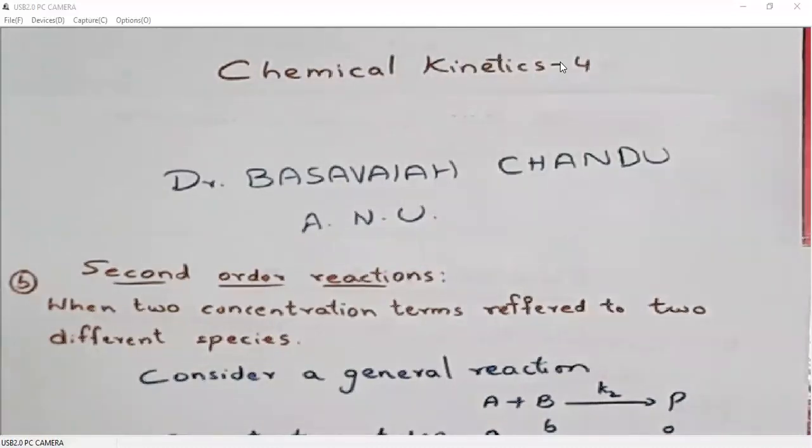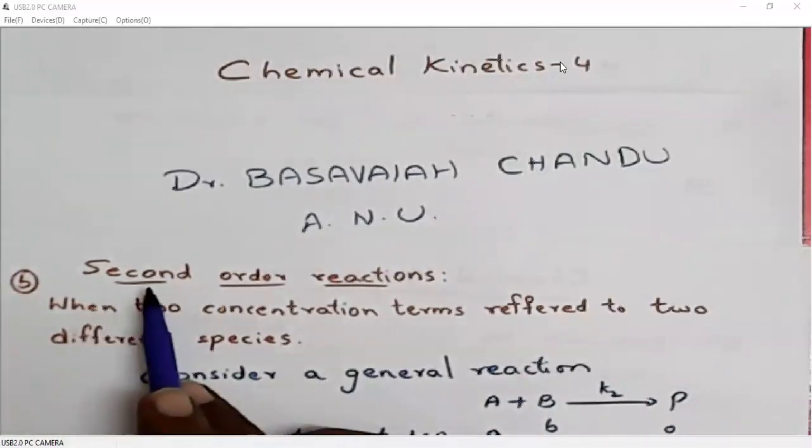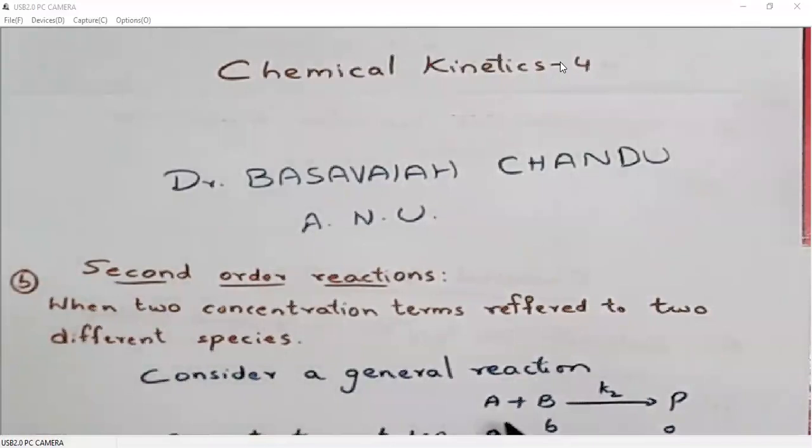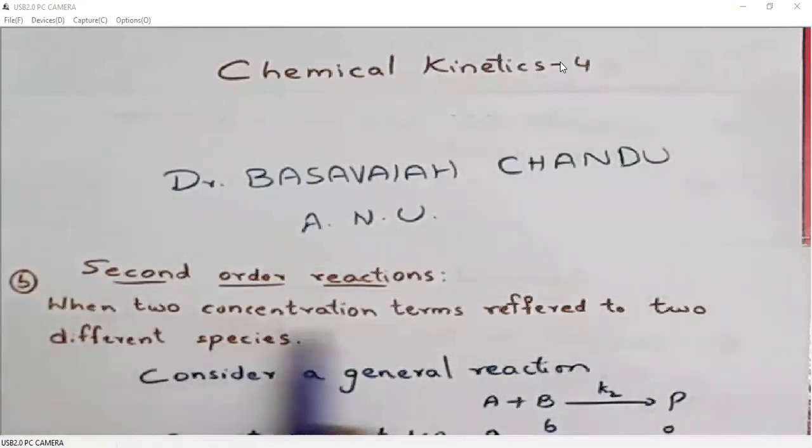We were discussing the integrated rate expressions for a second order reaction. In a second order reaction, there were two cases. First case is when we have the same concentration for two reactants, or if the two reactants are same. In the second case, we will have two different reactants, when two concentration terms refer to two different species.